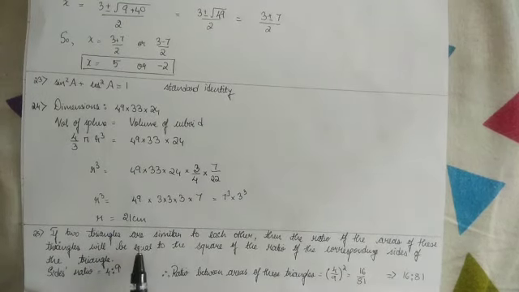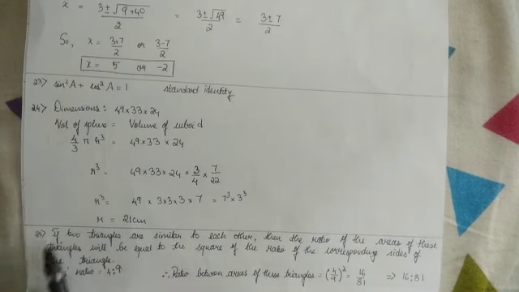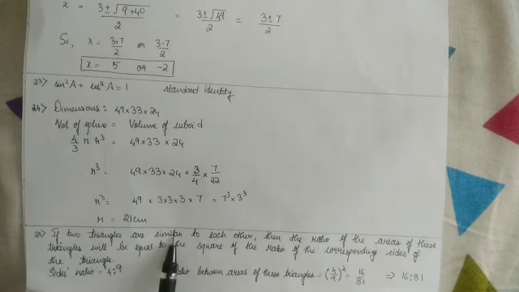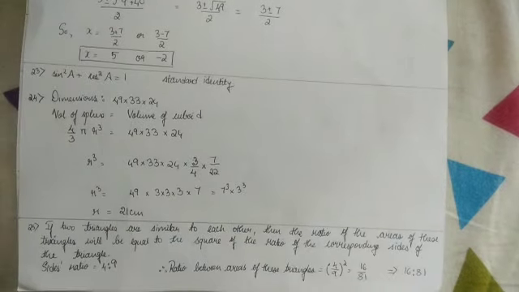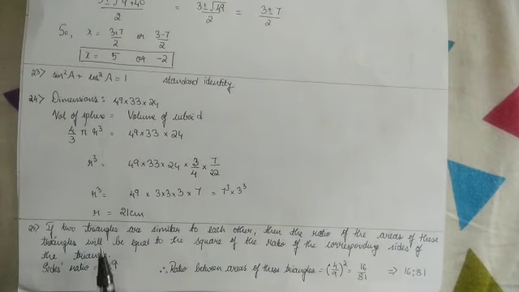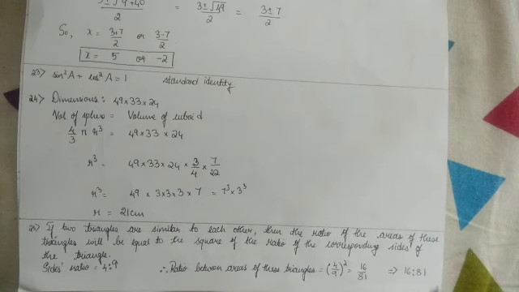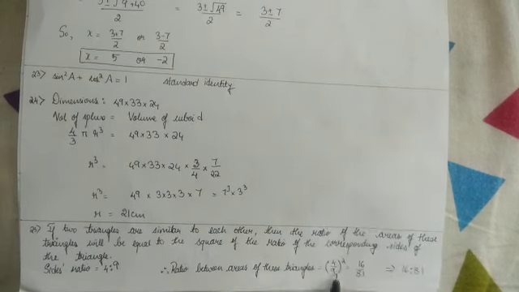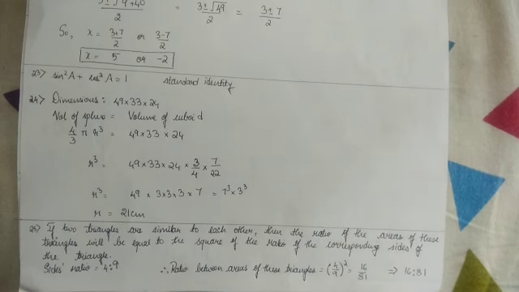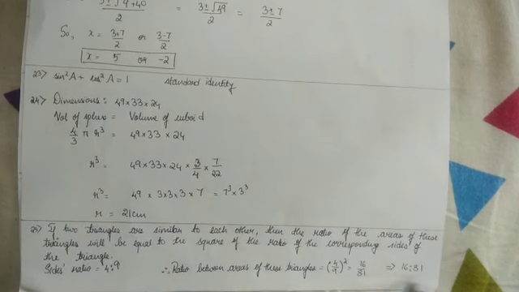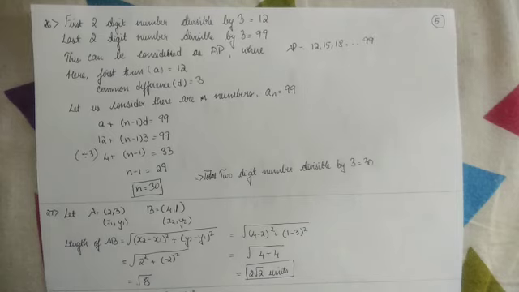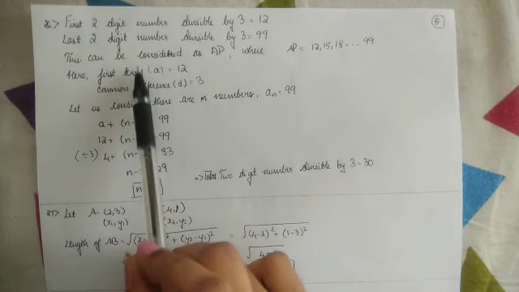The solution to the 25th question: if two triangles are similar to each other, then the ratio of the areas of these triangles will be equal to the square of the ratio of the corresponding sides of the triangles. The sides ratio is given as 4:9, isn't it? So the ratio between the areas of the triangles will be the square of this. So 4 by 9 the whole square, that is 16 by 81. In ratio form, it is 16:81. Got it?